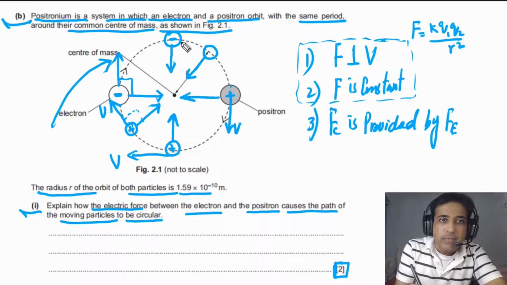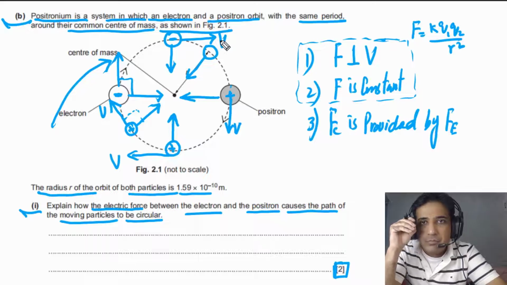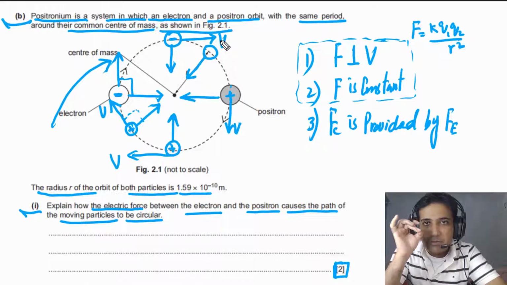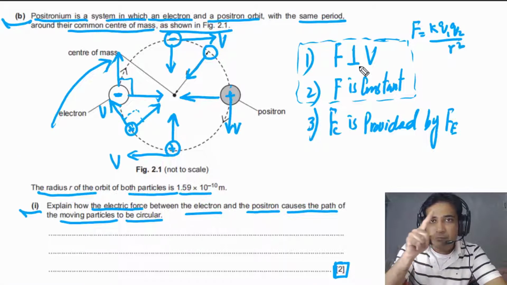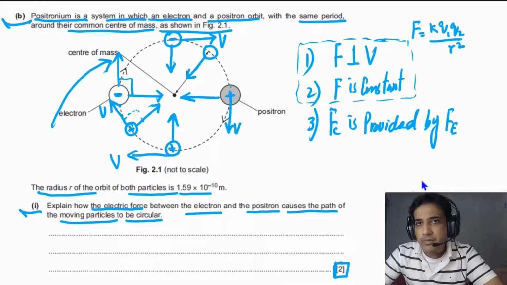So these are the basic conditions for uniform circular motion. Force has to be constant and force has to be perpendicular to velocity. Then the body will move in a circle with constant speed and centripetal acceleration. This is how you can write down your answer.